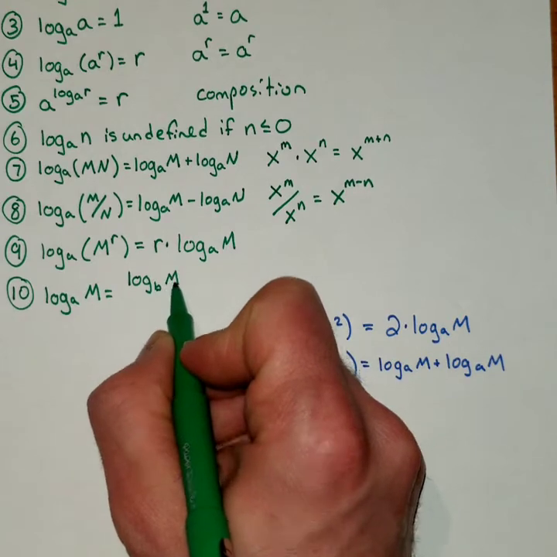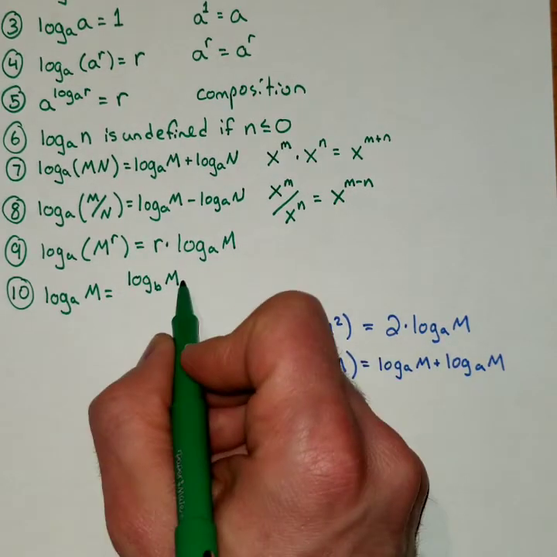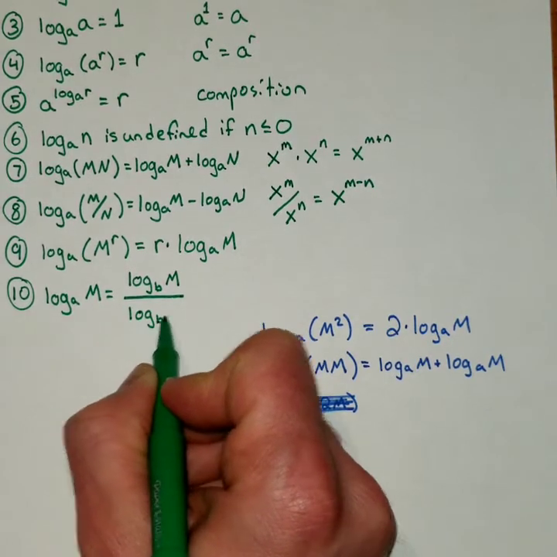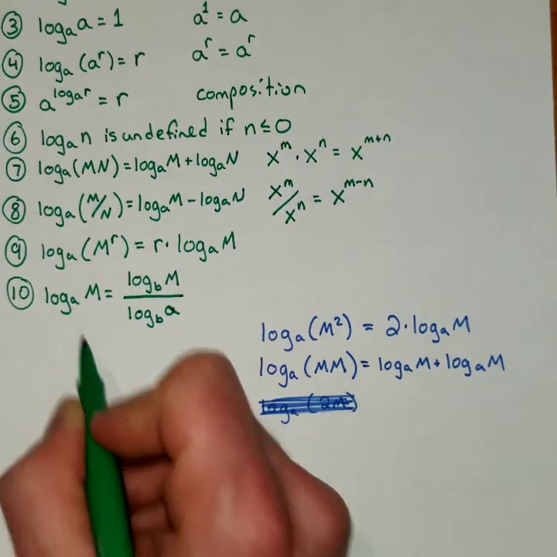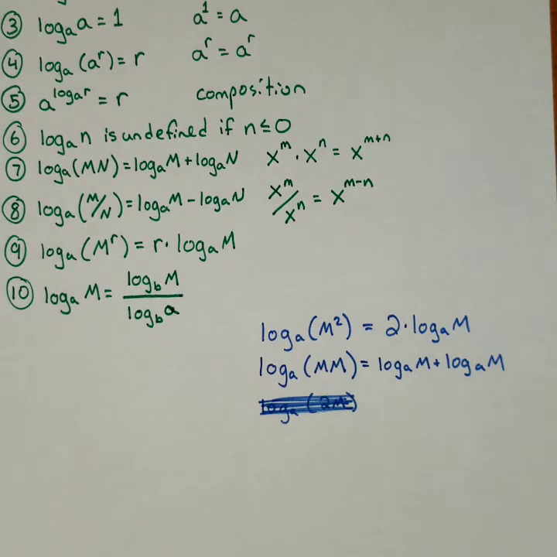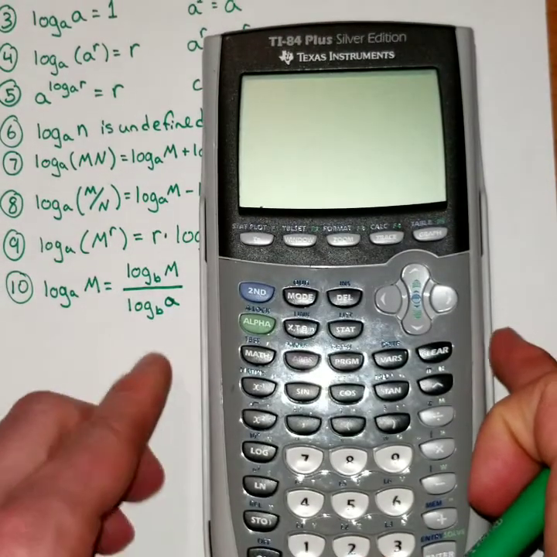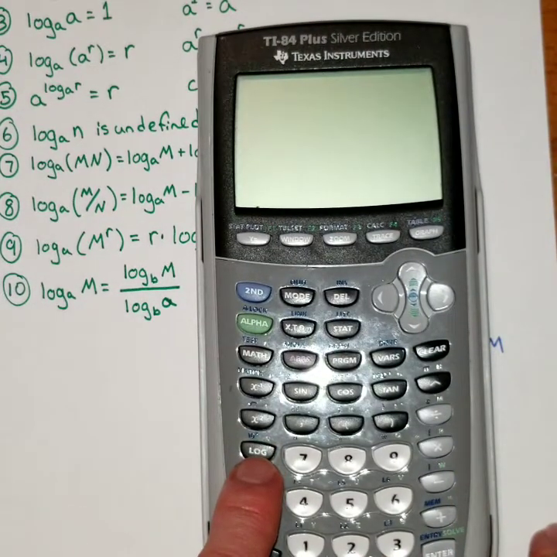And you take log base b of M, which is the same argument, and divide it by log base b of the original base, which is a. Okay? It's a little bit strange, but it will work. And this is going to help us when we start calculating things on our calculators, because our calculators only have 2 logarithms on them. They have this log and this ln.